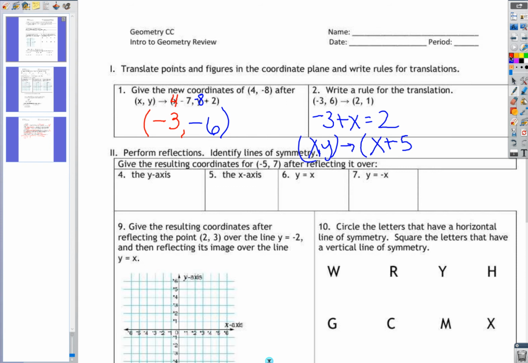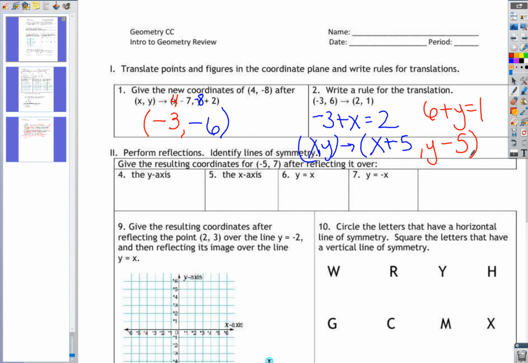Different color, maybe. Let's see what happens. And now if I go from 6 to 1, I'm going to ask myself, 6 plus what number is going to equal 1? Negative 5. So I can subtract 6 from both sides, just a single step equation, did that back in algebra. So y minus 5. So here's my answer. That's my rule for that translation: x plus 5 and y minus 5.